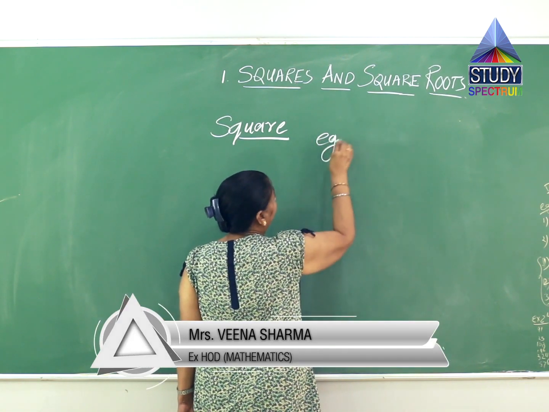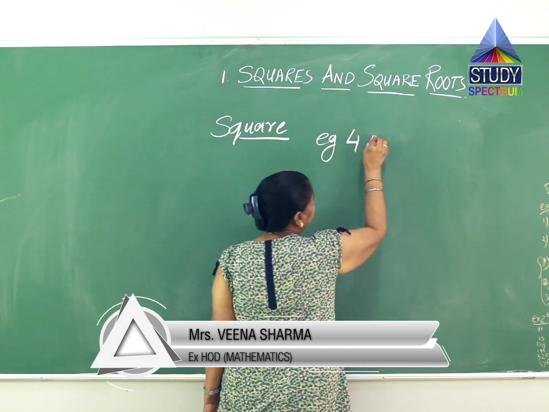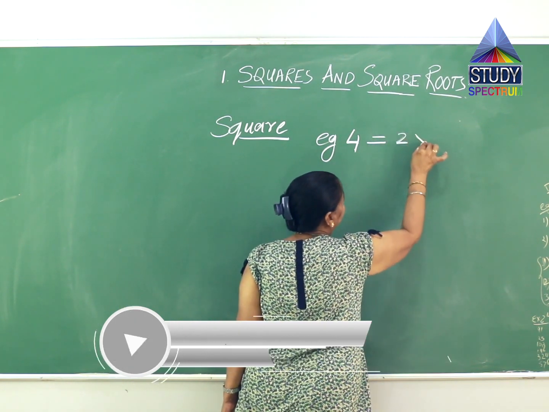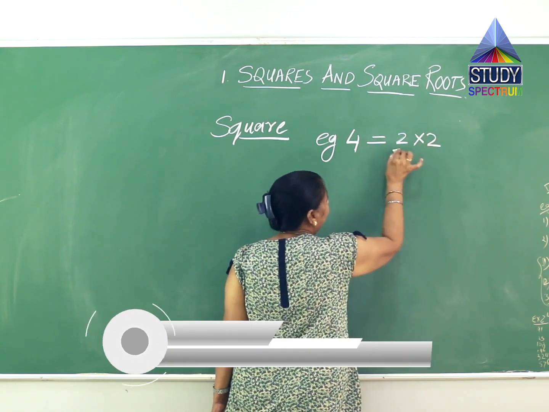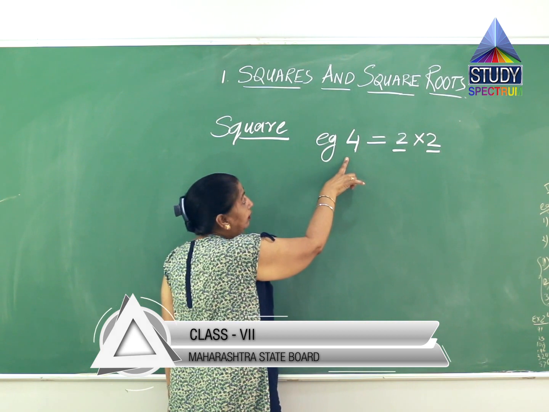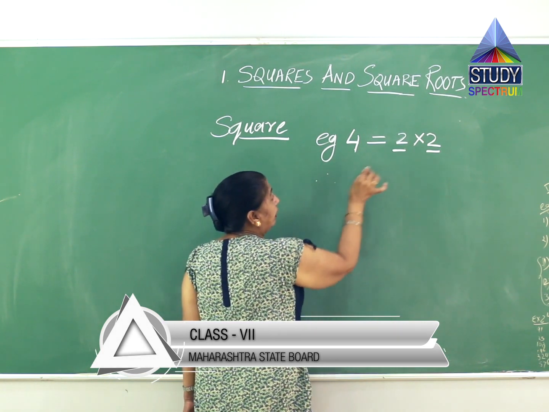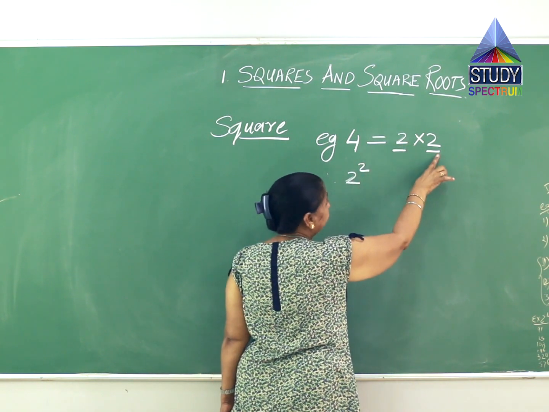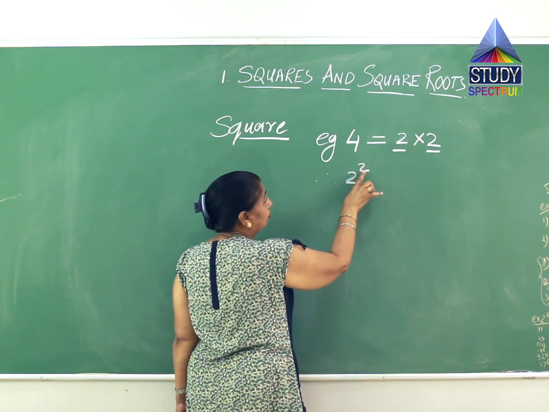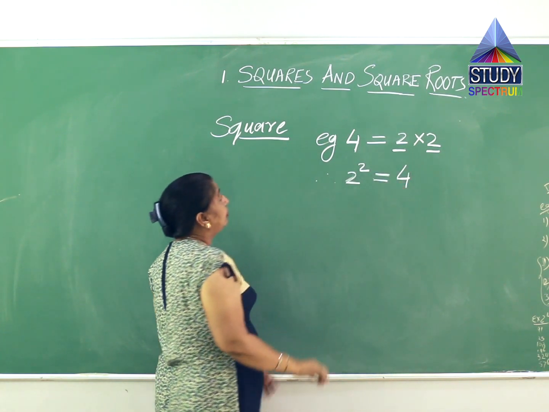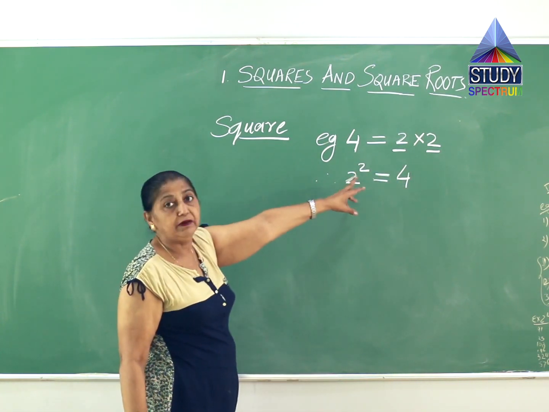Example, 4. The factors of 4 are 2 into 2. So I am multiplying 2 by itself, that gives me 4. Therefore I can write this as the square of 2. When I multiply twice, I can write it raised to 2, and that gives me 4. So the square is written by raising to 2.